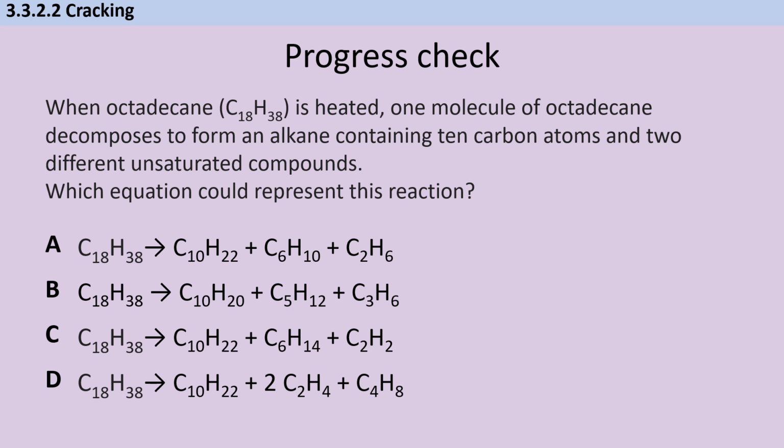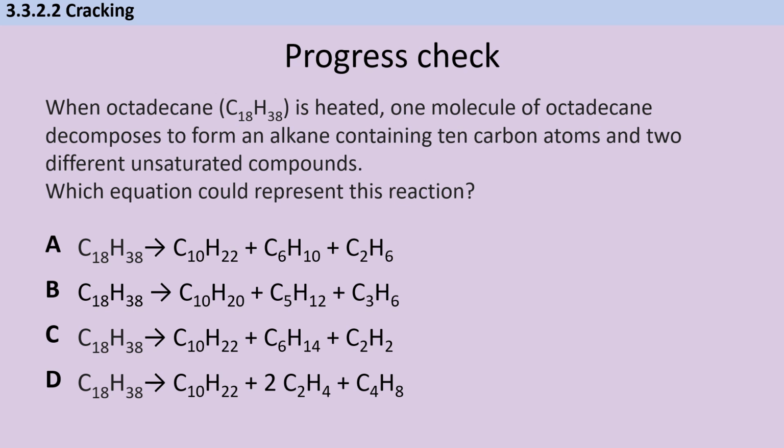Rather than just being asked to write down what is produced in the reaction, you might be asked to use a bit of deductive reasoning in a multiple choice question like this one. When octadecane is heated, one molecule decomposes to make an alkane with 10 carbon atoms and 2 different unsaturated compounds. So which of these equations could represent this reaction? Pause the video and see if you can work out what the answer is.